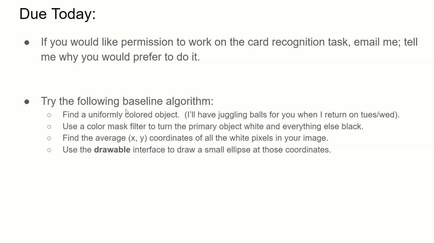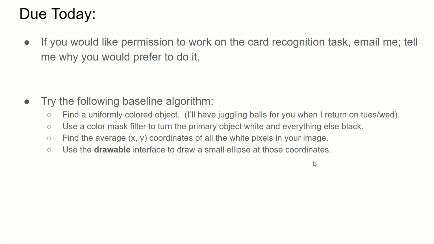Try the following baseline algorithm. Find a uniformly colored object that you happen to have lying around. I'll pass out juggling balls next time when I return. But I want you to apply a color mask, which you've already programmed from before, where you try and turn pixels for your uniformly colored object white and everything else black. Then I want you to just loop over that image and find the average x and y coordinate of all the white pixels. And then I have another video which shows you how to use the drawable interface, which will let you draw things on top of the image. And I'd like you to draw a small circle right at those average XY coordinates.